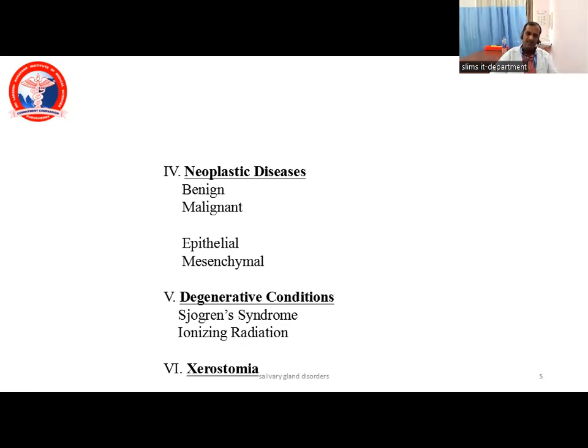The next one is degenerative conditions. The most common degenerative condition is Sjogren syndrome, and any ionizing radiation, any radiotherapy, can cause problems in the salivary secretion. The last one is xerostomia, that is decreased or loss of salivary secretion, called xerostomia.